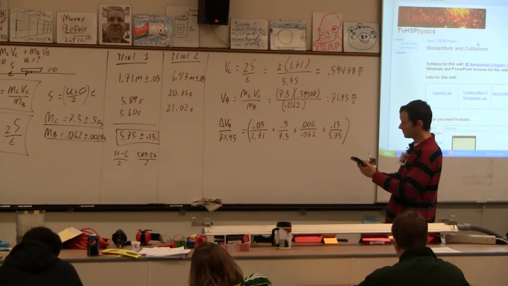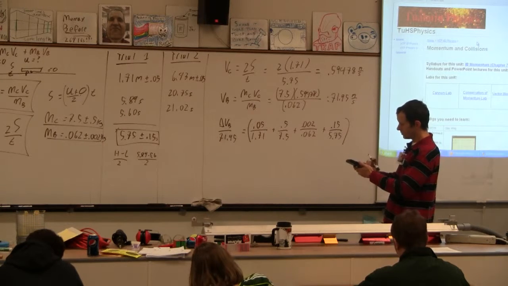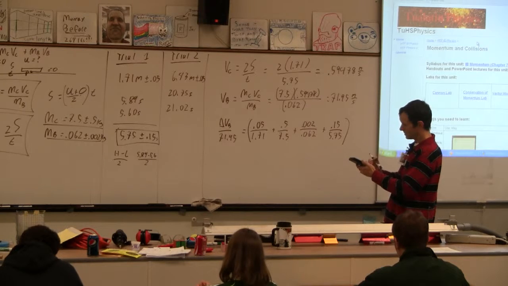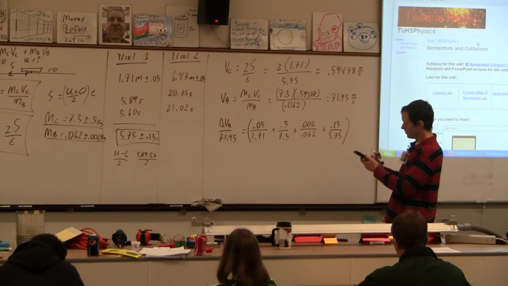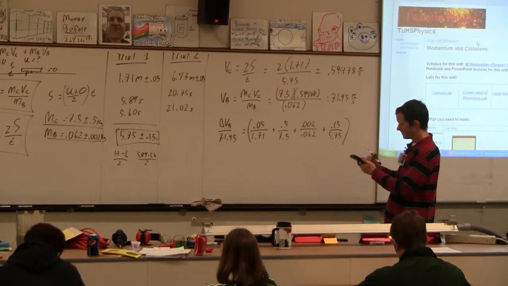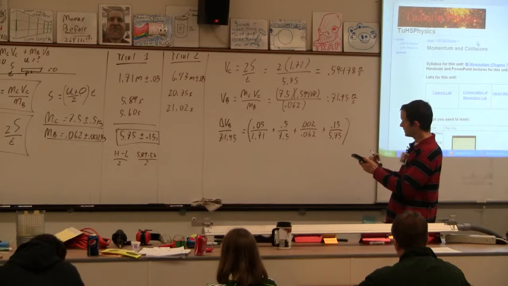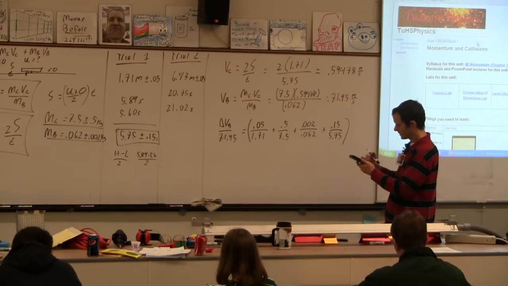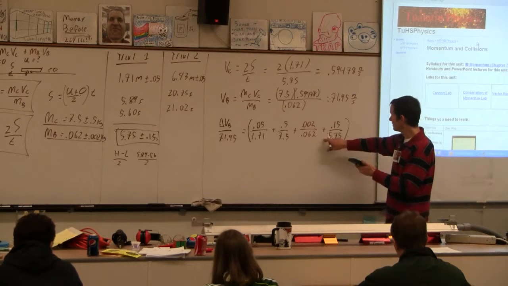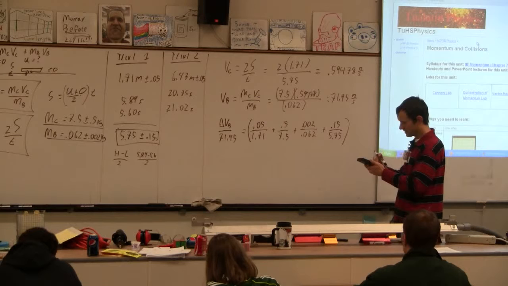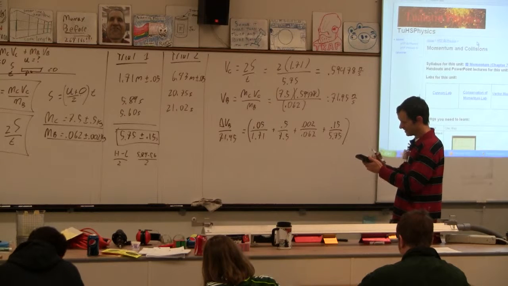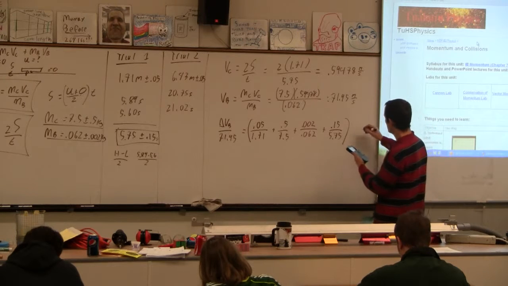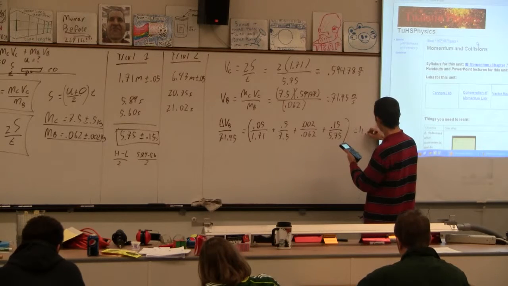Okay, so times parentheses 0.05, plus 0.5, plus 0.002. This should look familiar. Does this look familiar? Sort of. Yeah, it does actually. This is that thing we do when we want the uncertainty. So this ends up being 11.